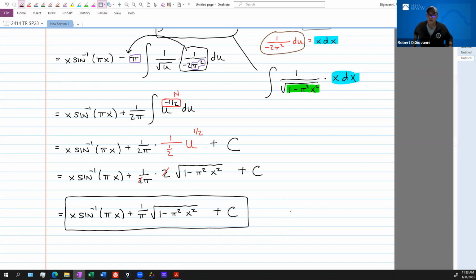All right, let's get some feedback. What do y'all think? This is our first problem where we had to do integration by parts, then u substitution, then what else? Power rule, right? All 3 techniques were used, all 3 of those skills. What do y'all think?